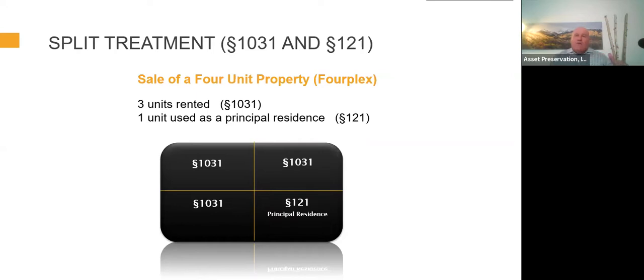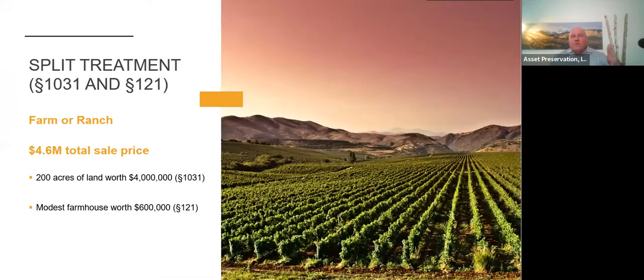I'm going to share with you fairly quickly some other twists on it. We do split treatments in Colorado on ranches and farms. Look at this one, $4.6 million sale price on a bunch of land. The land's worth $4 million, 1031. The farmhouse worth 600,000. So it's a large ranch or farm taking advantage of split treatment.